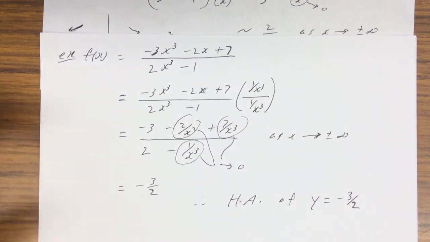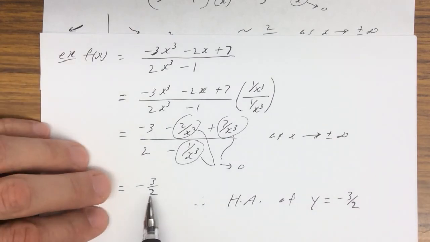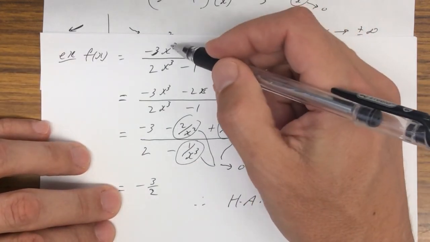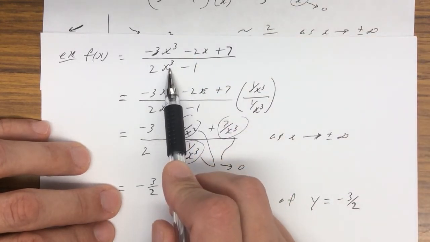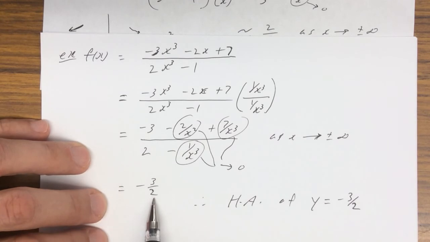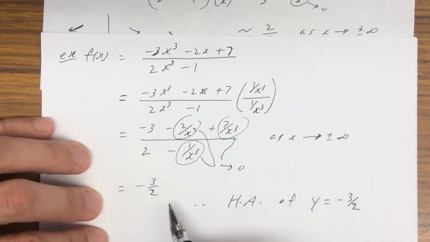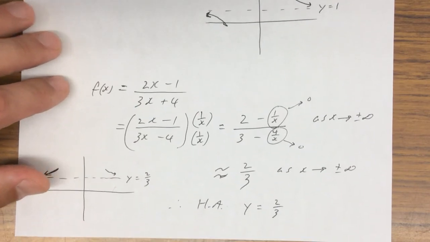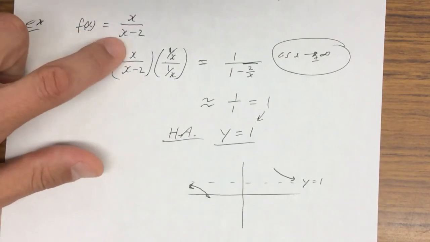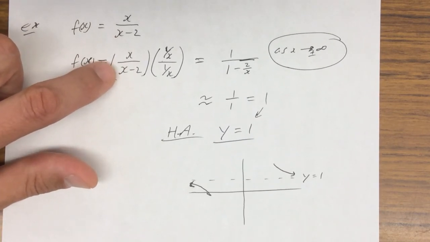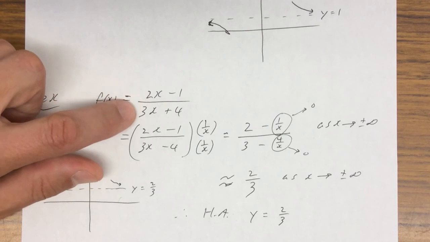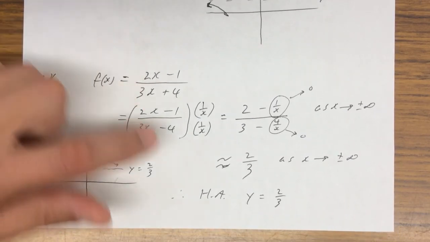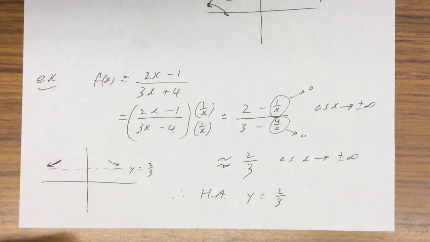Basically you see the pattern here. The horizontal asymptote is just the leading coefficient of the top polynomial over the leading coefficient of the bottom polynomial, as long as the degrees are the same. So you don't have to do this every time. In the last examples, for the one up here, the leading coefficients were 1 and 1, so the horizontal asymptote was 1 over 1, which is just 1. And in this one, the leading coefficients were 2 and 3, and the horizontal asymptote was y equals 2 over 3. So you can jump right to that conclusion now.